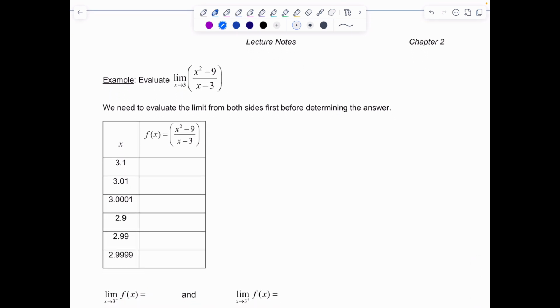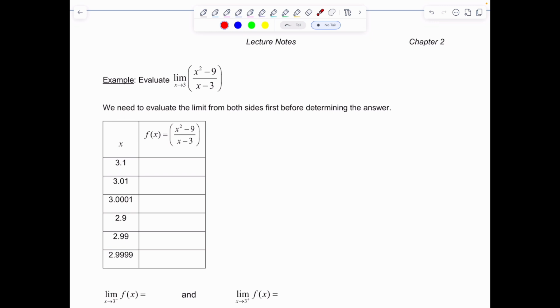Evaluate the limit as x approaches 3 of x squared minus 9 over x minus 3. Well, notice here, they're asking for the two-sided limit. But I need to evaluate the limit from both sides first before determining an answer, meaning I need to figure out what's the limit as x approaches 3 from the left, and then x approaches 3 from the right, and then from there we'll be able to answer the question about the two-sided limit. So I've already set up a table for you. Why don't you go ahead, pause the video, fill it in, and compute all of the function values. Just use the calculator. You don't need to graph this.